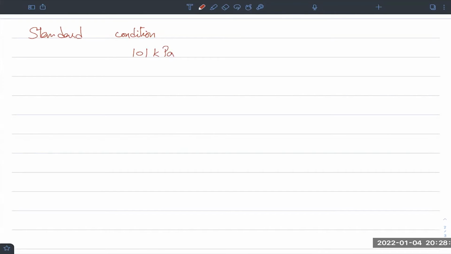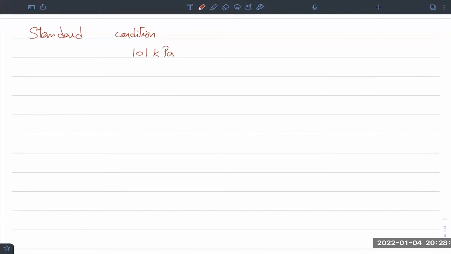In some books, they have mentioned it as 100,000 pascals, but technically it is 1.01068 or something. So that makes it 1.01 × 10^5 pascals, or 101 kilopascals. That's the first thing we need.